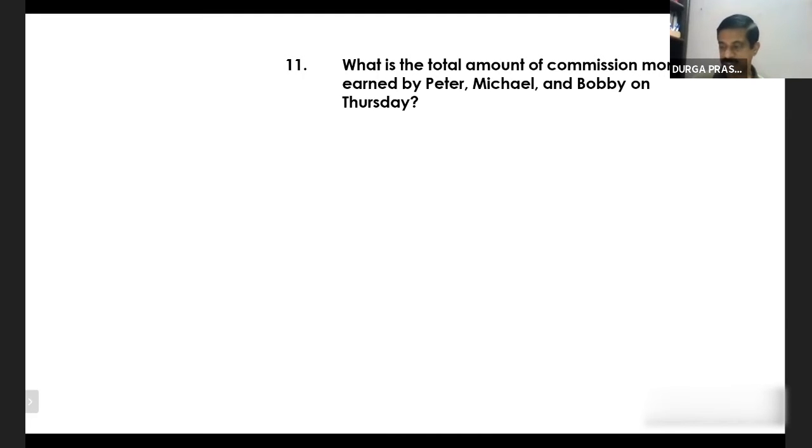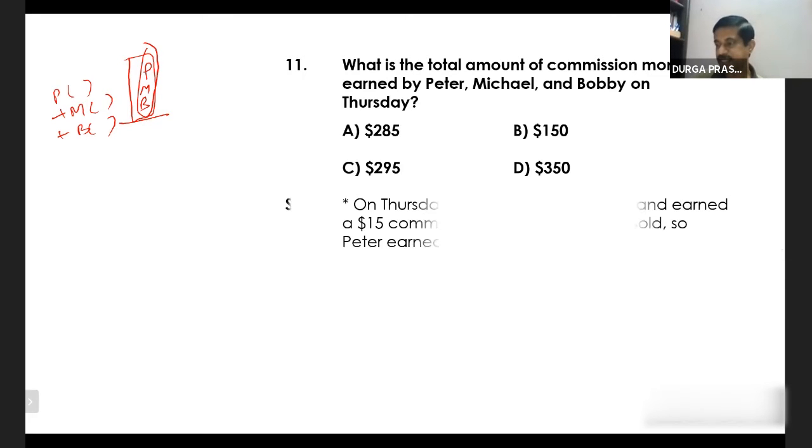So vertically, it is Thursday, like this vertical Thursday. This is Peter, then Mikhail, and Bobby. So if you take the sum of all these three, you'll get the total number of computers sold. But as each one has a different commission for the computers they sell, we need to take Peter into his commission, plus Mikhail into his commission, plus Bobby into his commission. So this is the method we'll follow. Look at the options.